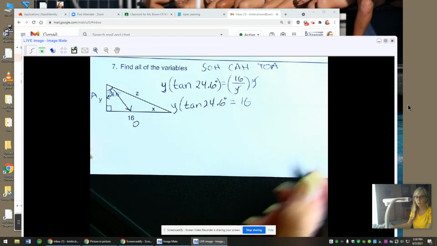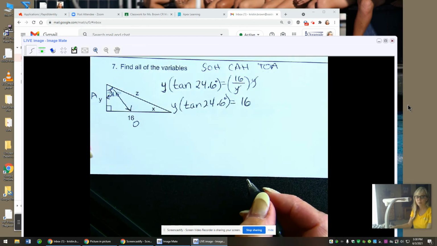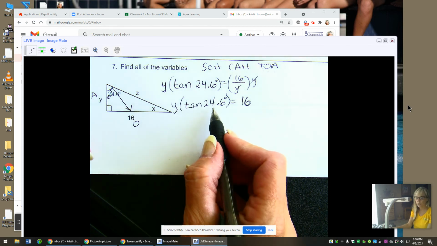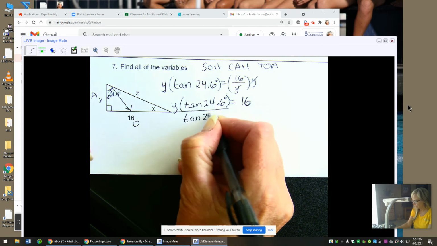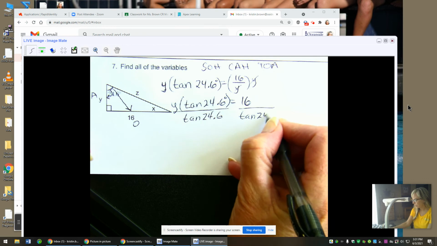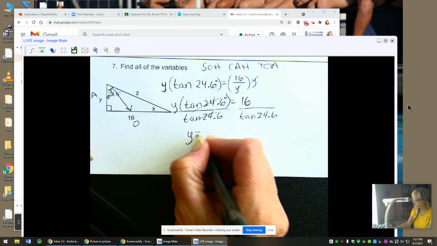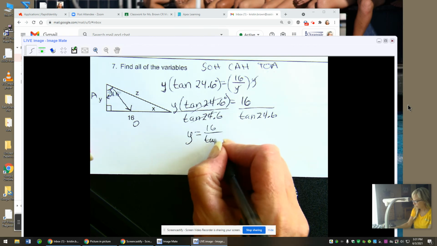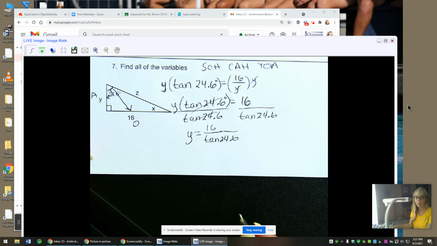The y's become a 1, which you might say cancel out. But we're trying to get the variable by itself. We don't have it by itself. Now the variable is being multiplied by this tangent 24.6. So to undo that or get rid of it, we can divide it because it was being multiplied. But we have to do that on both sides. These become a 1 or cancel out, giving us y equals 16 over tangent of 24.6. That's the exact answer.